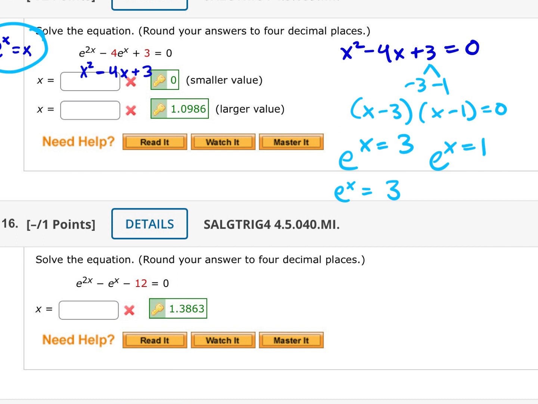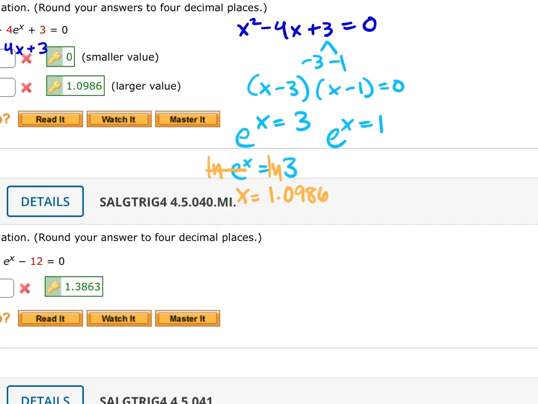How do we get rid of the e? Put ln. Awesome. We take the ln of both sides. So it cancels out with e, so I have x is equal to the ln of 3. So we're just going to put that into our calculator. So the ln of 3 would be 1.0986.